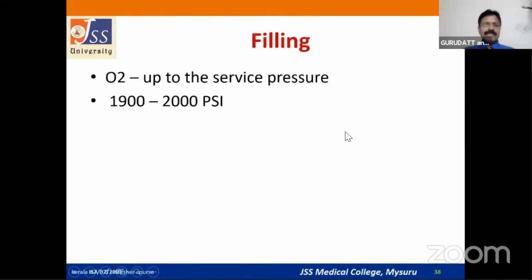Now again, filling of the pressurized cylinders. Filling of the cylinders for oxygen is very easy, because oxygen at room temperature exists as a gas since its critical temperature is minus 118 degrees centigrade. So it always remains as a gas at room temperature. So it is filled based on the pressure, that is the service pressure. I told you up to 2000 psig, it is filled and then sent for use.